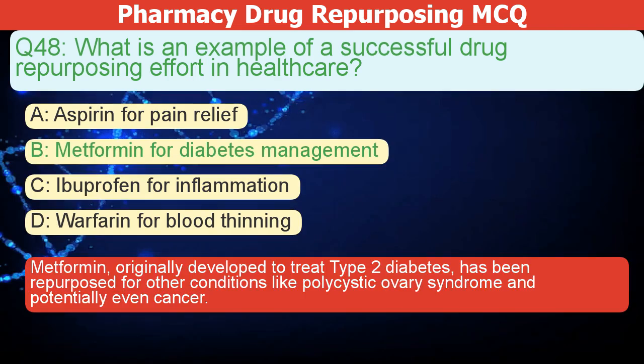The correct answer is B. Metformin, originally developed to treat type 2 diabetes, has been repurposed for other conditions like polycystic ovary syndrome and potentially even cancer.